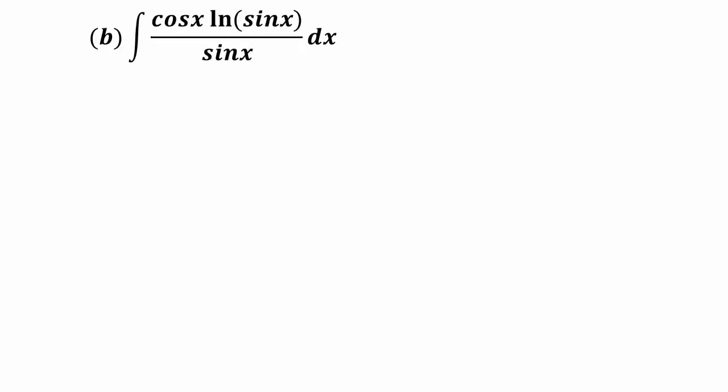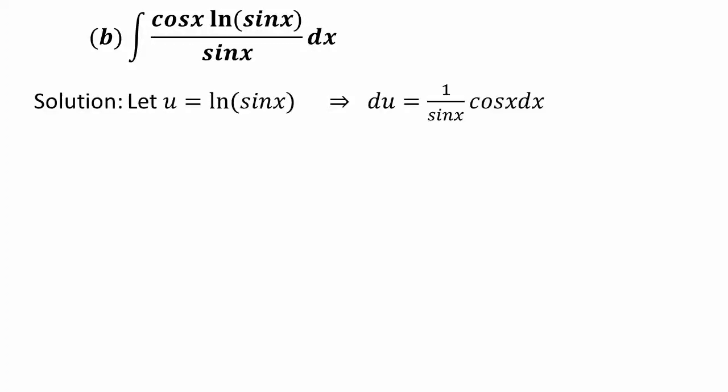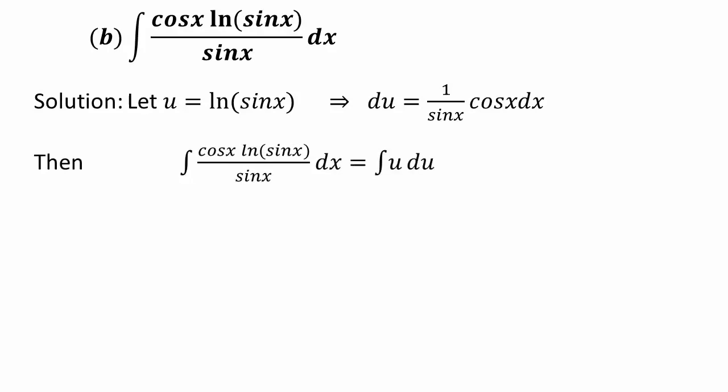Next question: integration of cos x log of sine x divided by sine x dx. Now let u be equal to log of sine x. Differentiating with respect to x, du is equal to 1 over sine x, times the derivative of sine x, which is cos x dx. Now put these values in the above function. Log sine x is equal to u, and 1 over sine x cos x dx is equal to du.